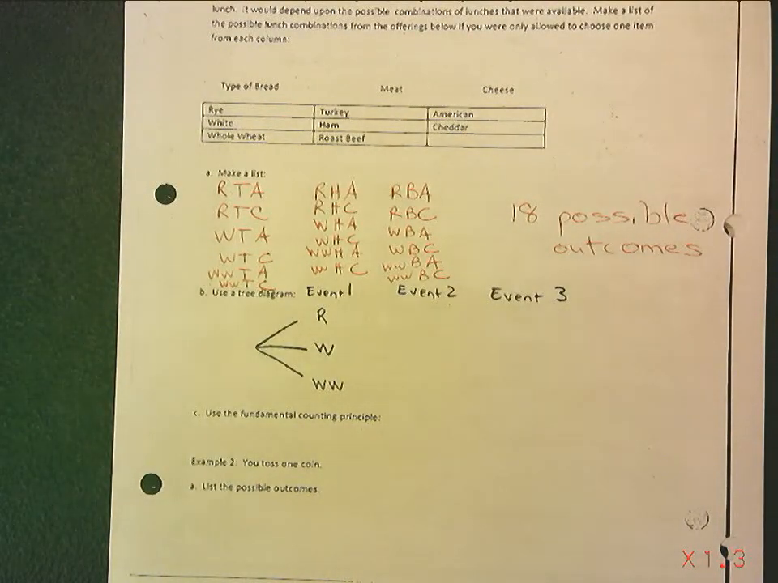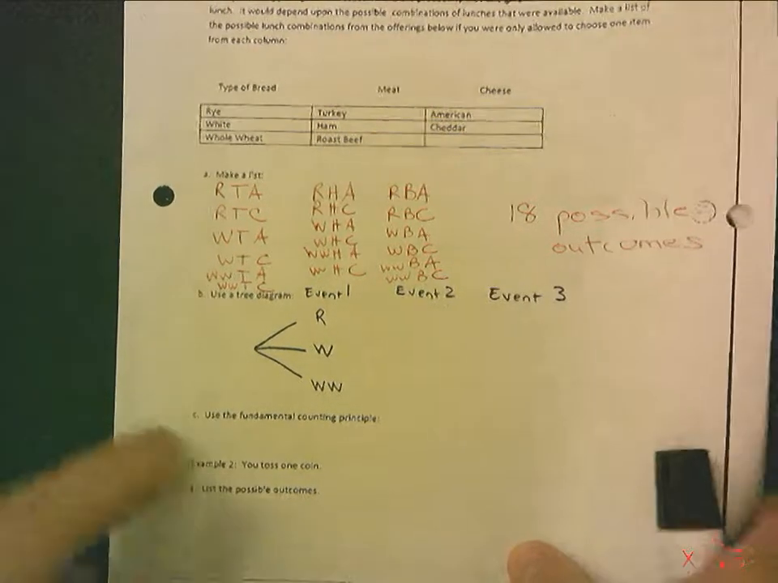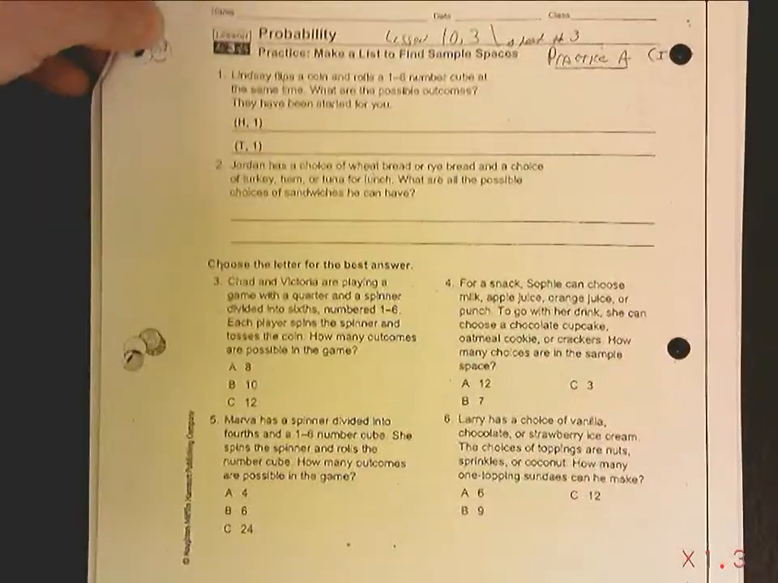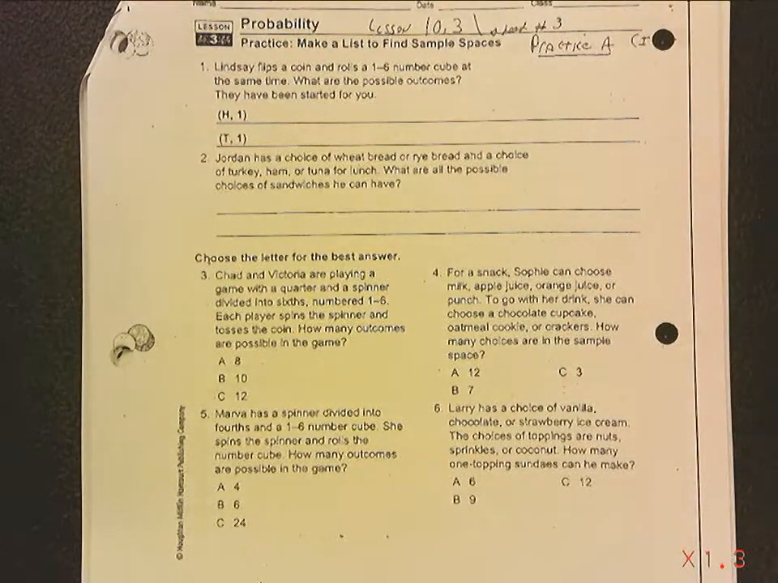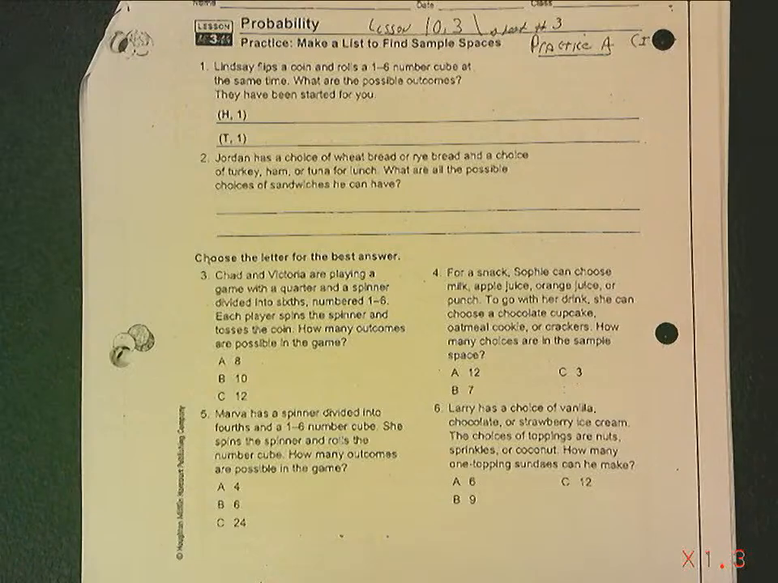Okay. Now, we look at page 9. Let's try to answer some questions. So on page 9, it says, Lindsay flips a coin and rolls a number cube 1 through 6 at the same time. What are the possible outcomes? And they have started the possible outcomes.